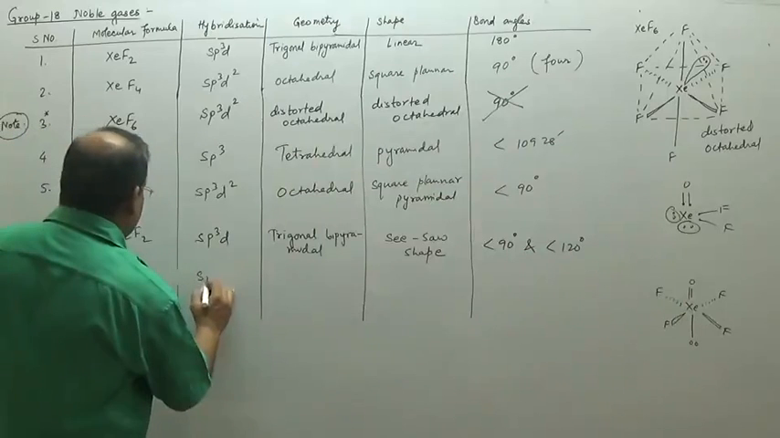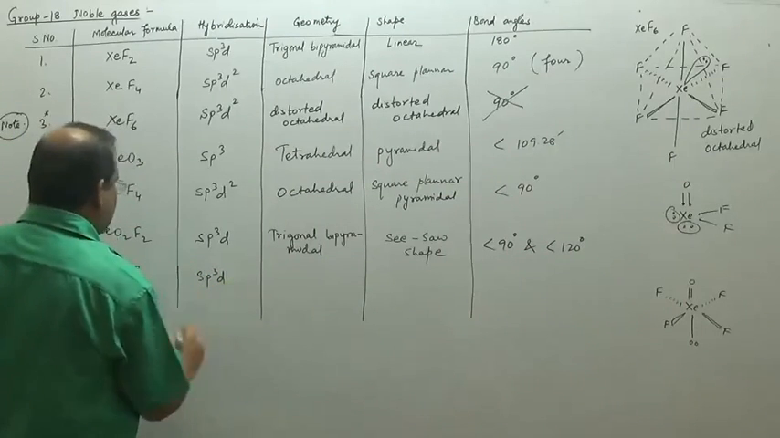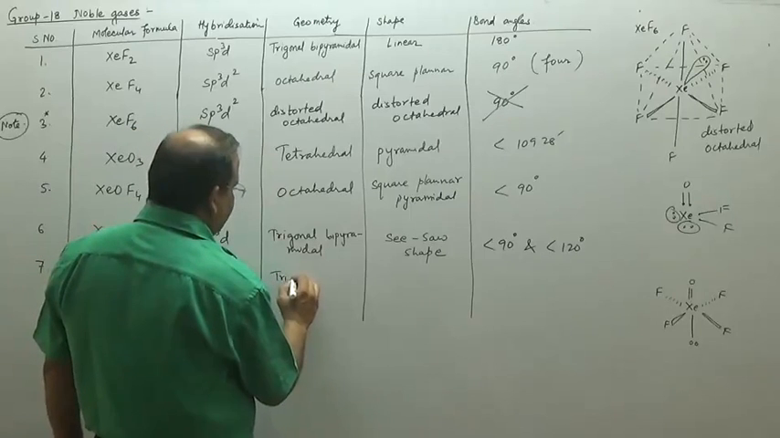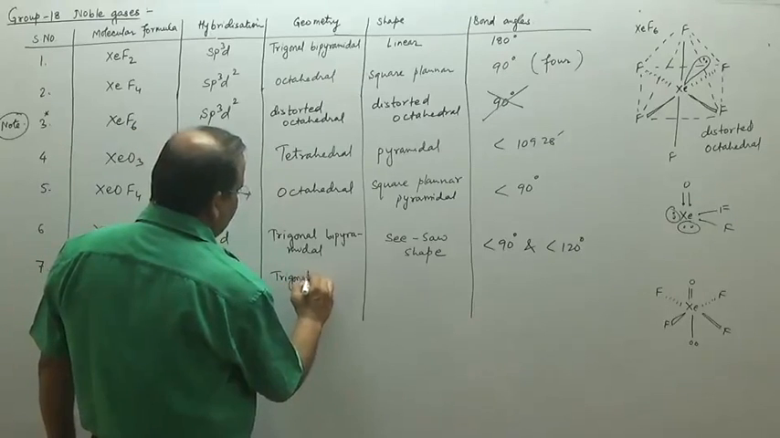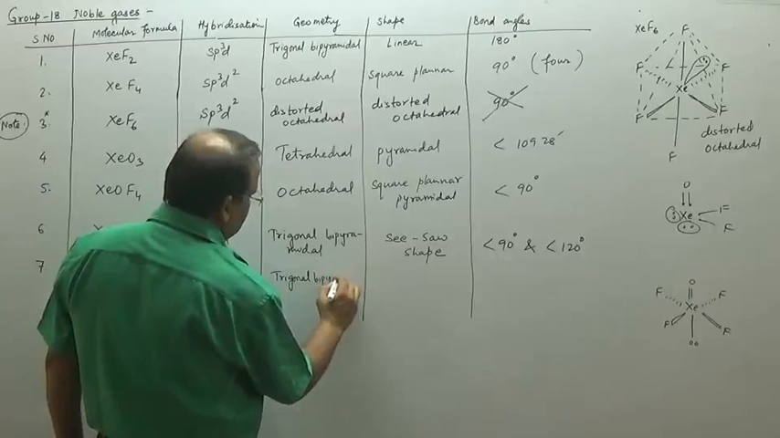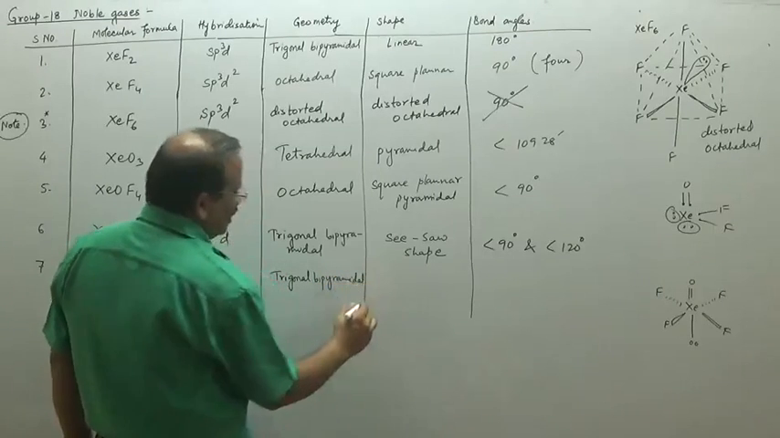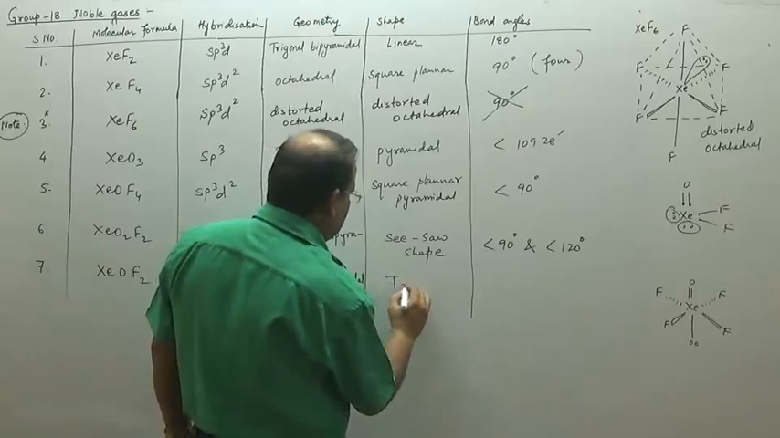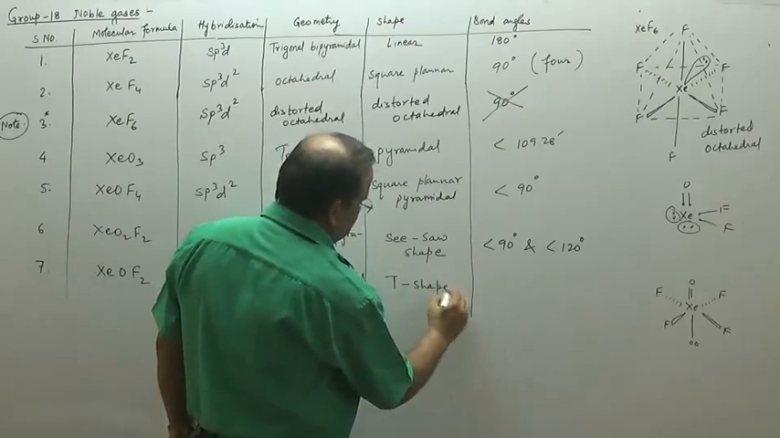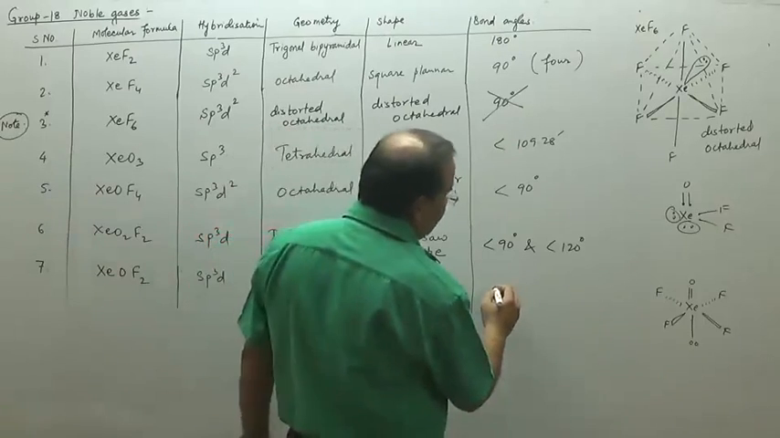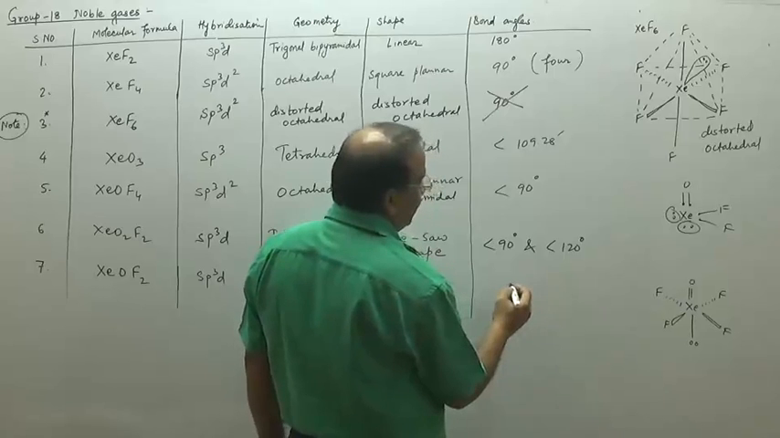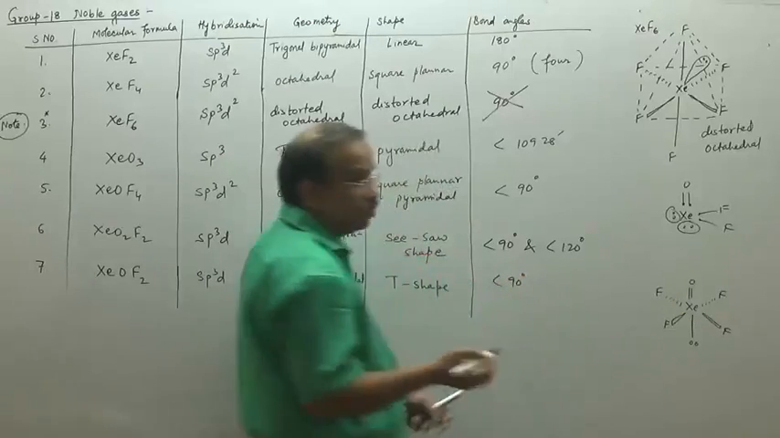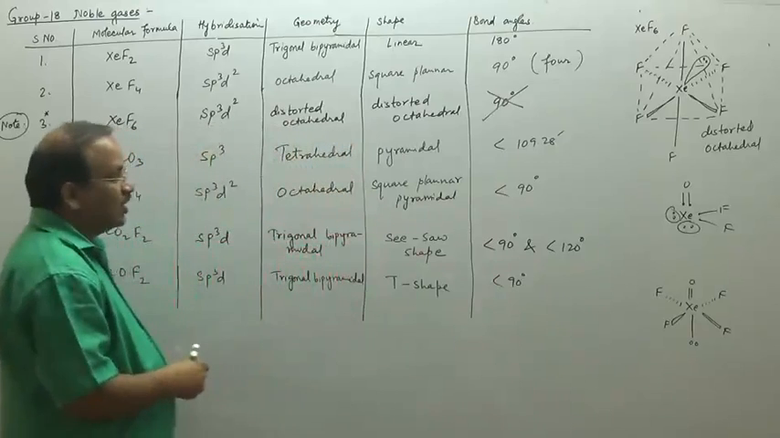So sp3d hybridization. Then I'm going to write that trigonal bipyramidal is the geometry of that. So trigonal bipyramidal, and we are going to write that it is T shape, the T shape. In that T shape we are going to write that it is less than 90 degrees, but there is no 120 degrees in that. So we can write like that.